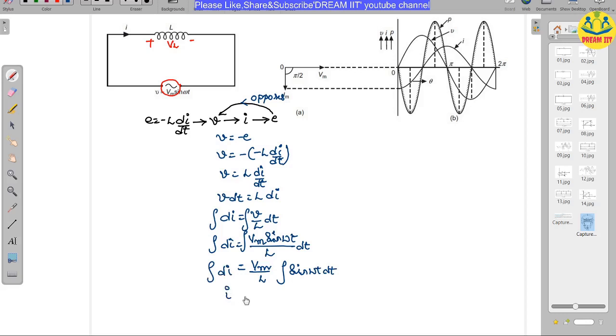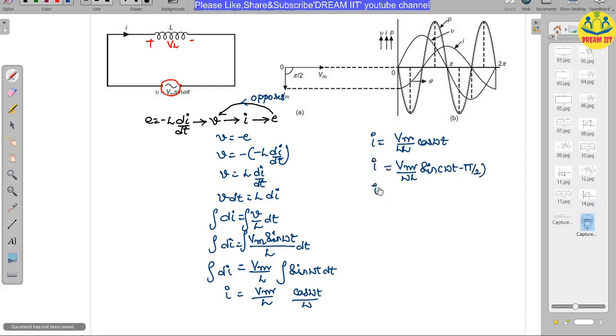If we take the integration, what do we get? I is equal to Vm by L. What is the integration of sin omega t? That is minus cos omega t divided by omega. So I is equal to Vm by omega L cos omega t. If we write the cos omega t as a sine, I can write it as Vm by omega L sin of omega t minus pi by 2. That is the equation of the current.